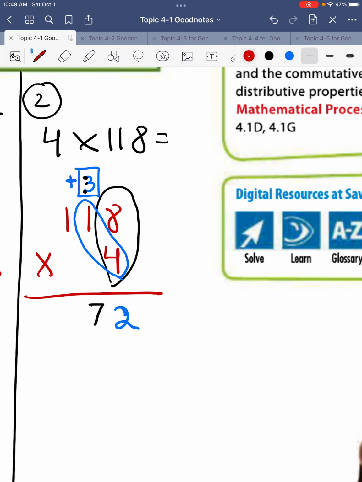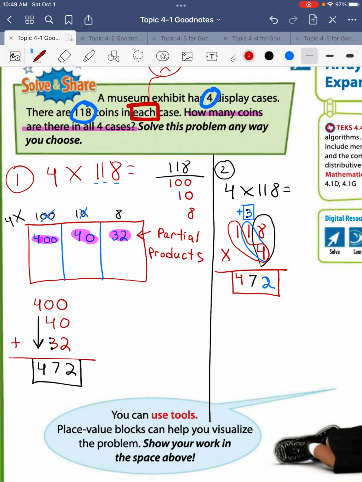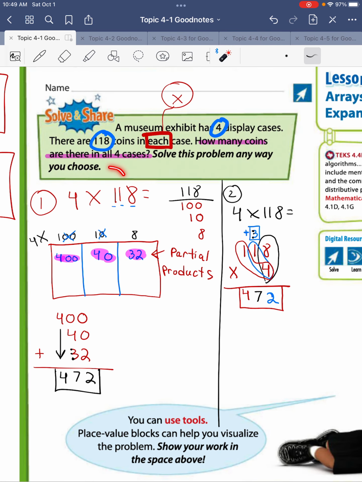I'm going to bring down that 7. And lastly, I'm going to do 4 times 1. 4 times 1 is 4. And I get 472. So if you go back, you notice whether I do it this way or I do it this way, I will get the same answer, okay? So those are two ways that we can multiply.